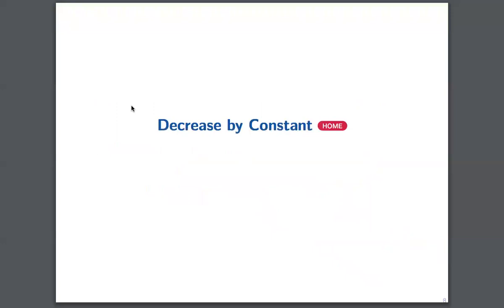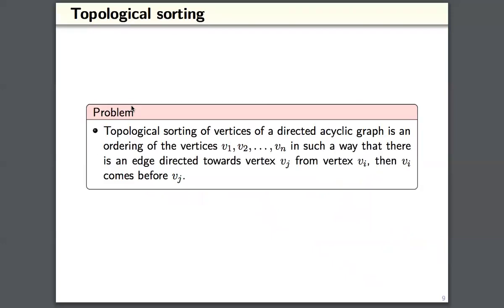Now, let's start with decrease by constant. Topological sorting. This is a wonderful problem, right? We will cover just one algorithm here that shows decrease by constant: topological sort. So what is a topological sort? We will see some examples later. First, let's see the problem. Topological sorting of the vertices of a directed acyclic graph is an ordering of the vertices v1 to vn in such a way that if there is an edge directed towards vertex vj from vertex vi, then vi comes before vj.